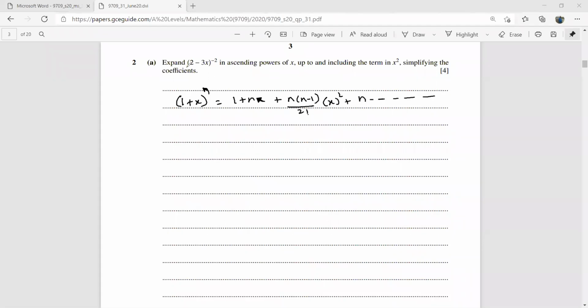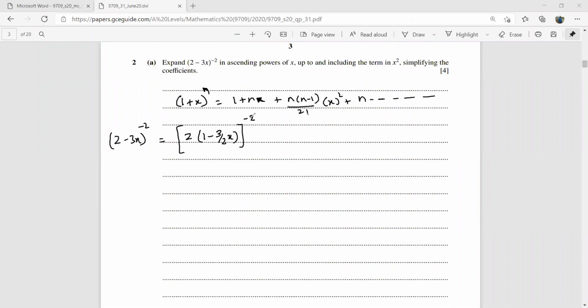The condition here is that you must have your first term as 1. So let's try to do that. I'll be taking 2 common from here. This is 2 into 1 minus 3 by 2 x, and then let me put that power minus 2 on it. This is your 2 minus 3x to the power minus 2.